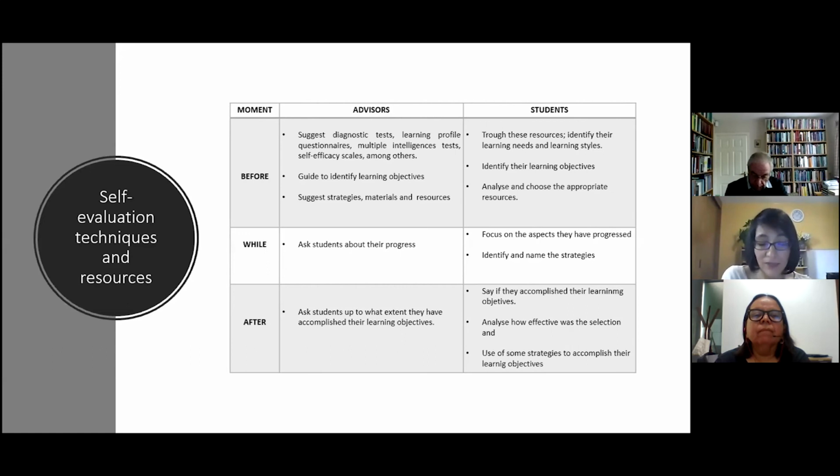Focus, now I'm talking about the one moment, focus on the aspects they have progressed, identify and name the strategies, and in the after moment, say if they accomplished the learning objectives, analyze how effective was the selection, and use some strategies to accomplish their learning objectives.